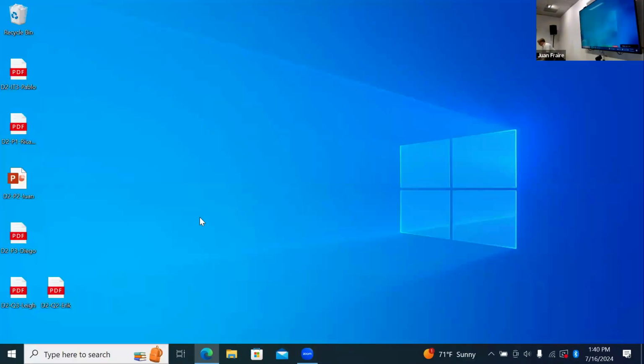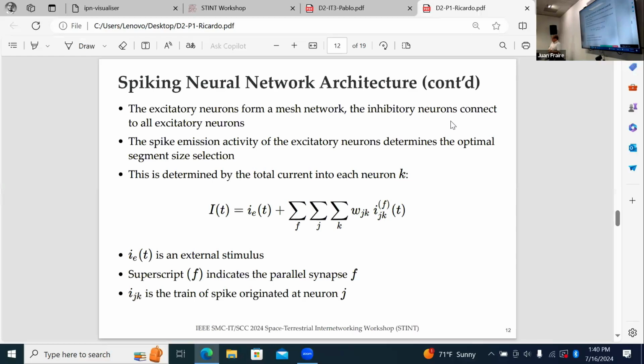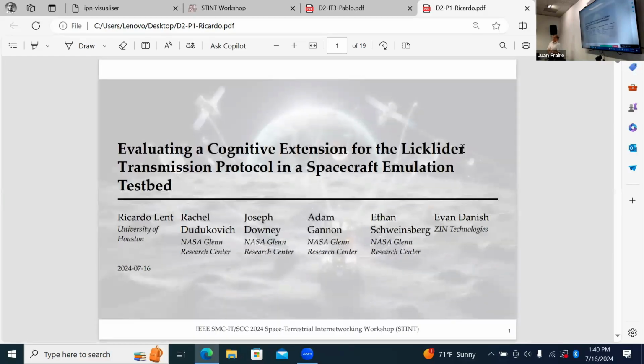So for the rest of the session now, we have 3 papers. For each of the papers, we'll have 25 minutes for presentation and 5 minutes for questions, although it's a little bit back and forth. And so what I'd like to do is invite our first speaker, Ricardo Lent, who's going to be presenting the paper Evaluating a Cognitive Extension for LTP in a Spacecraft Emulation Testbed.